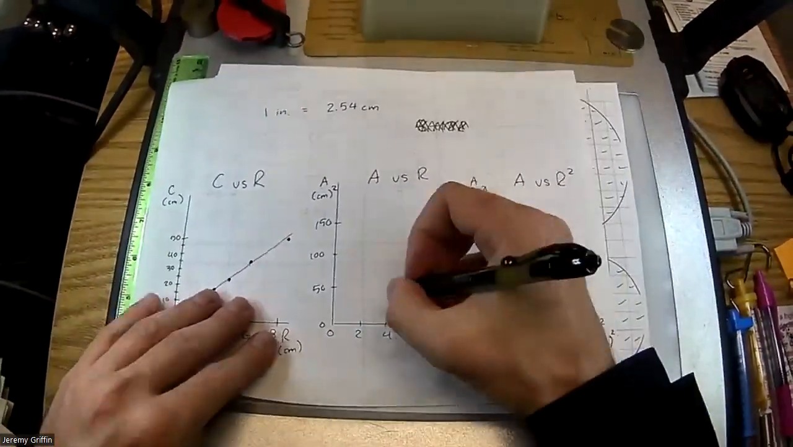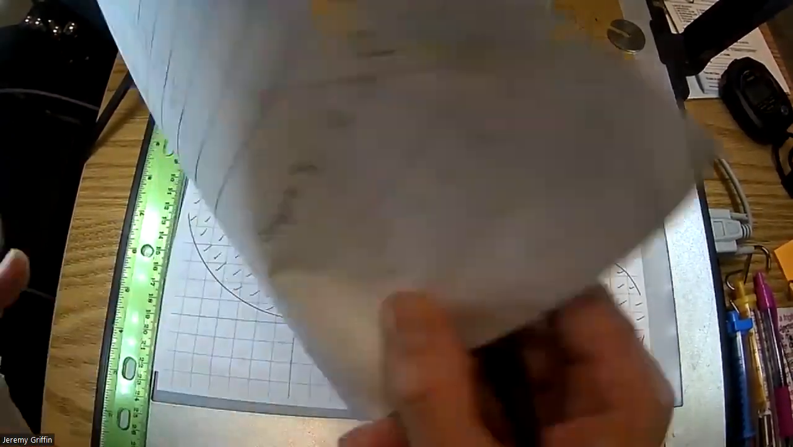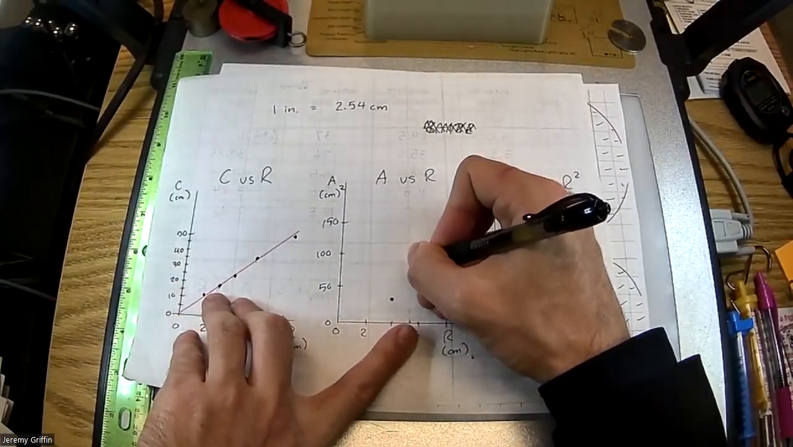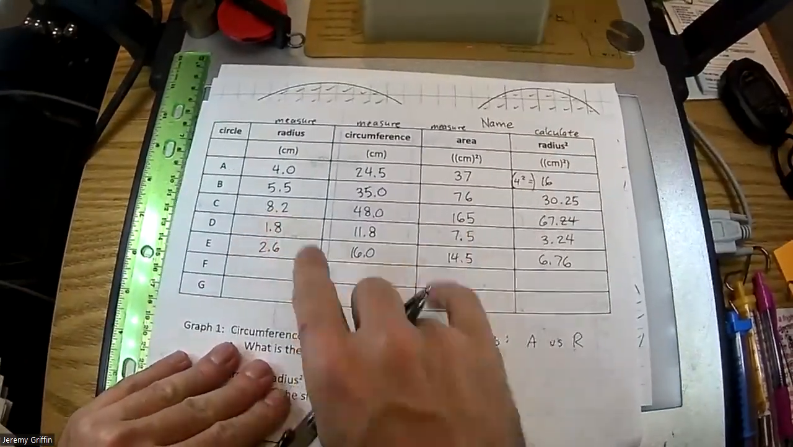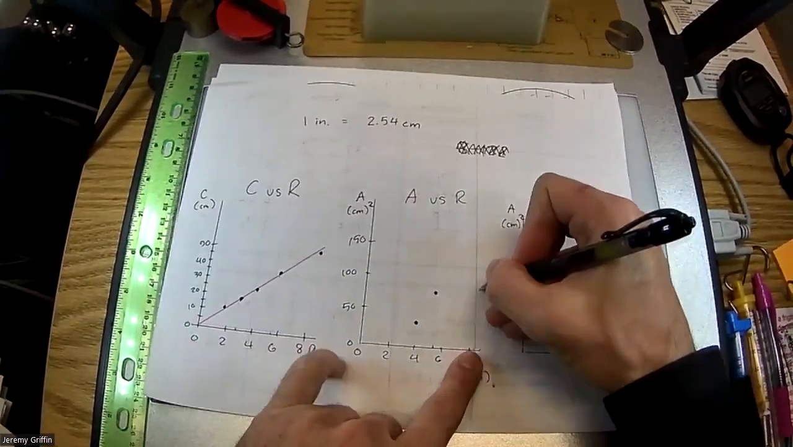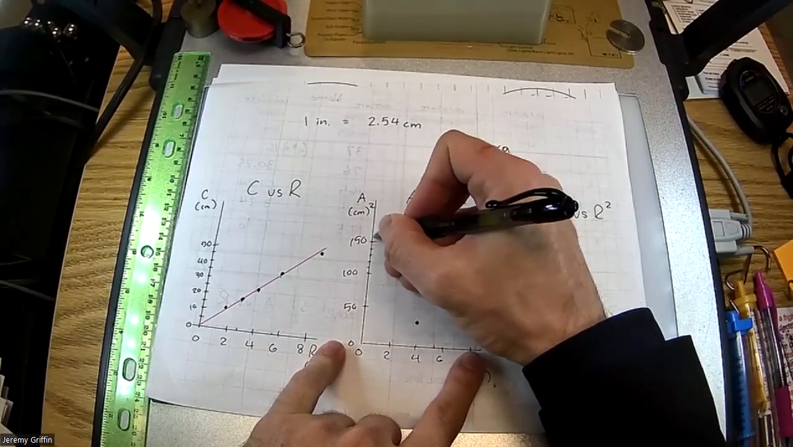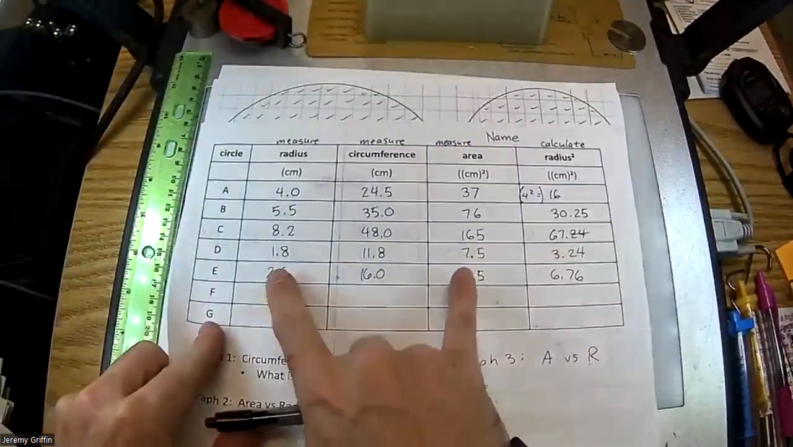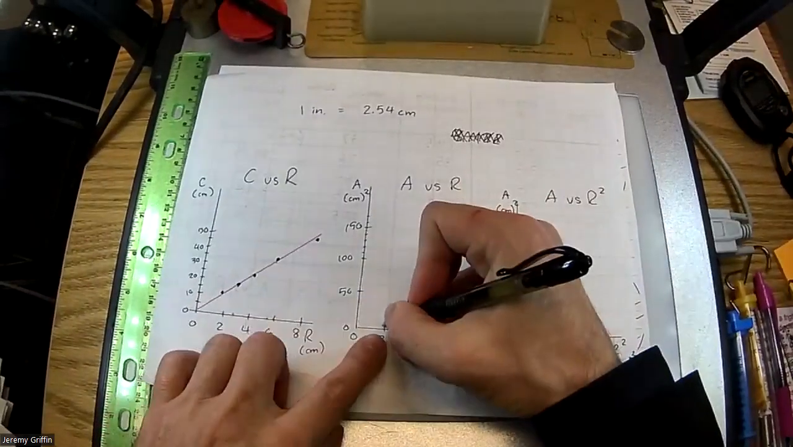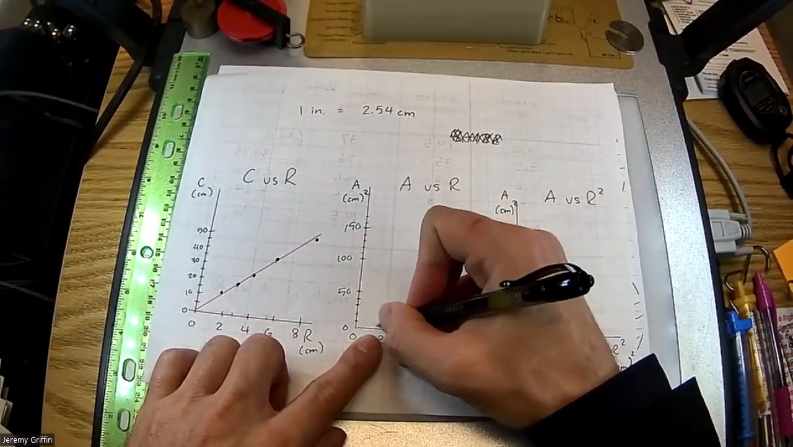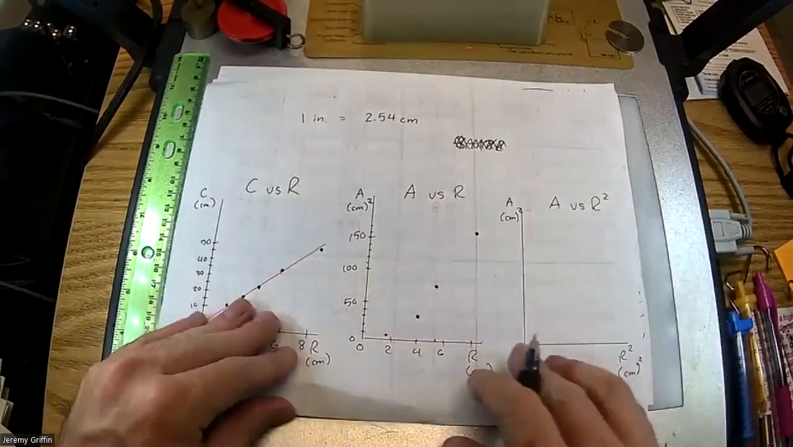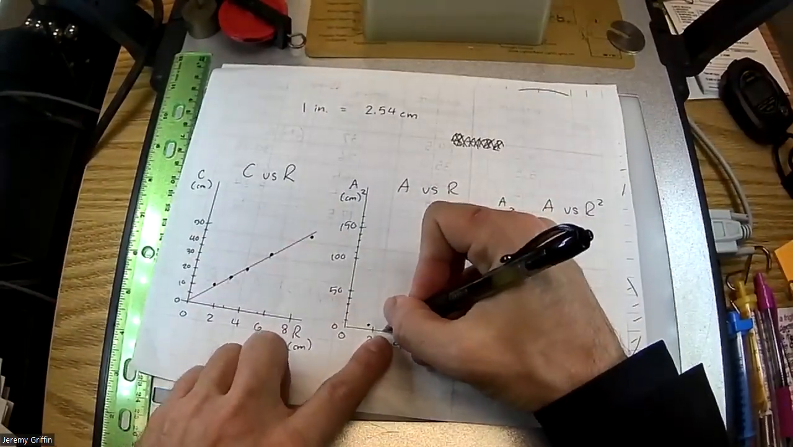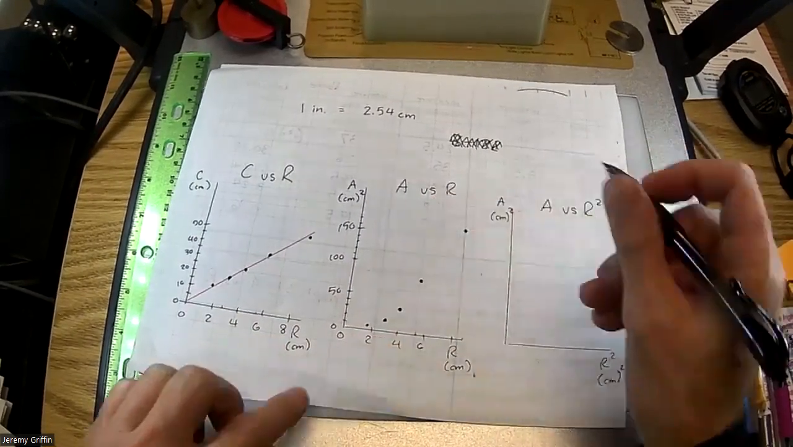Coordinates 4, 37. See, 37 is right about there. Bam. 5.5, 76, bam. 8.2, 165, bam, right about there. 1.8, 7.5. That's real tiny. Bam. It's like right there. Okay. And 2.6, 14.5. Bam. Right there.